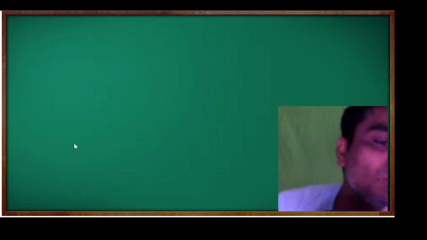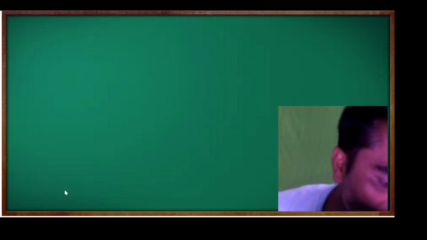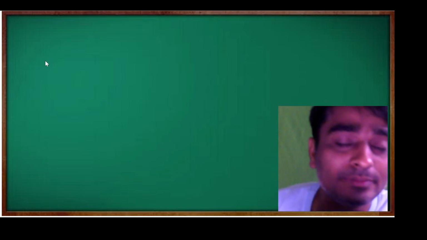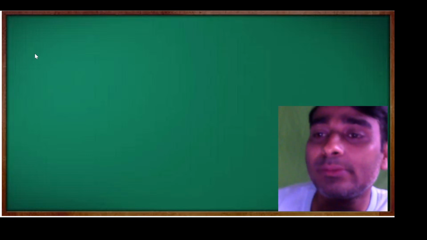Okay. So two concentric circles are of radii 5 and 3. Two concentric circles are there. Concentric circles means what? Center will be same, but the radii will be different.